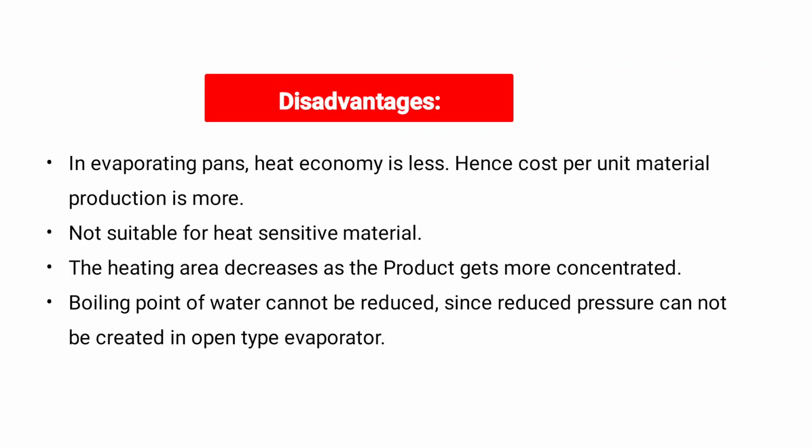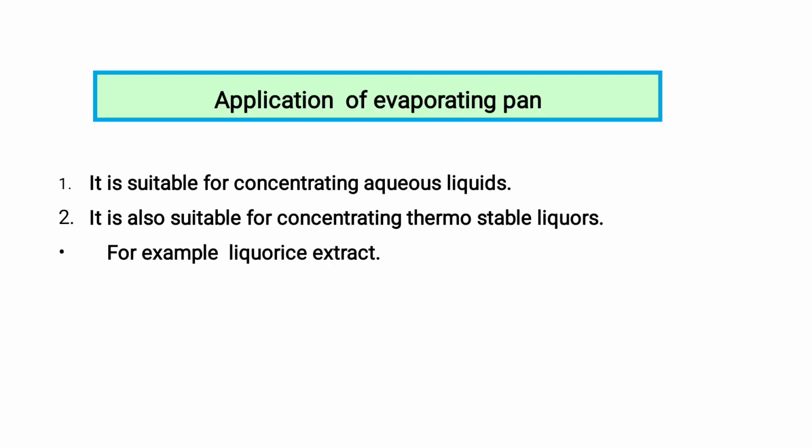Disadvantages: in evaporating pans, heat economy is less, and they are not suitable for heat sensitive material. The heating area decreases as the product becomes more concentrated. The boiling point of water cannot be reduced. These are the disadvantages. Applications of evaporating pan: it is suitable for concentrating aqueous liquid. It is also suitable for concentrating thermostable liquors, for example, licorice extract.